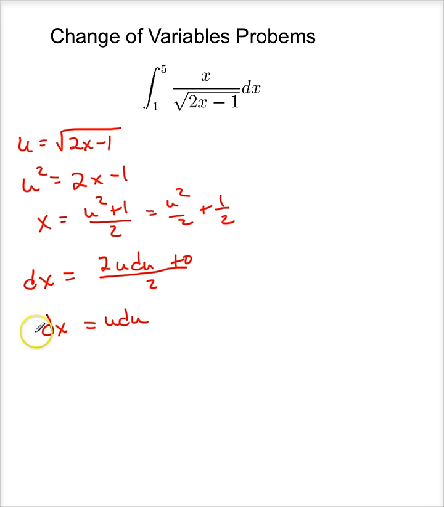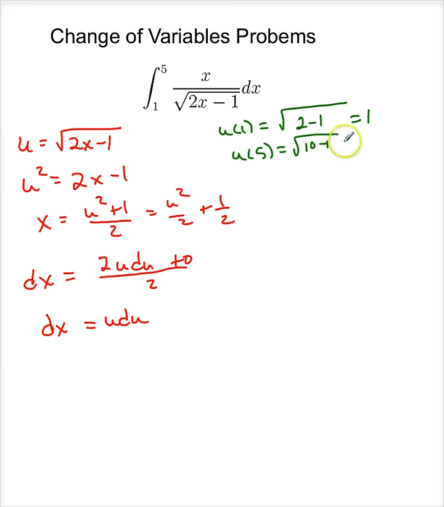All right, so now I need to come up and find my limits of integration. U of 1 is the square root of 2 minus 1, or 1. U of 5 is the square root of 2 times 5, which is 10 minus 1, which is the square root of 9, which is 3. Now let's see what happens when we plug all of this into our integral. My lower limit is 1, my upper limit is 3. The integral from 1 to 3.